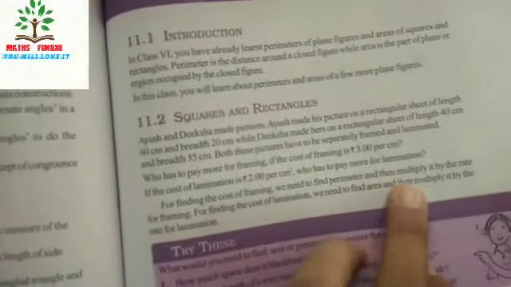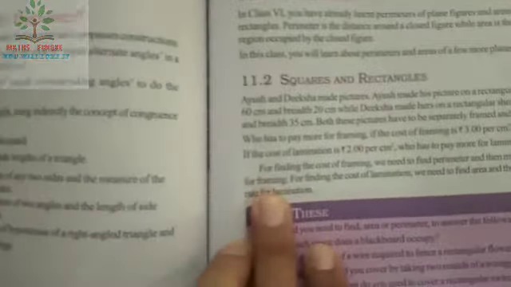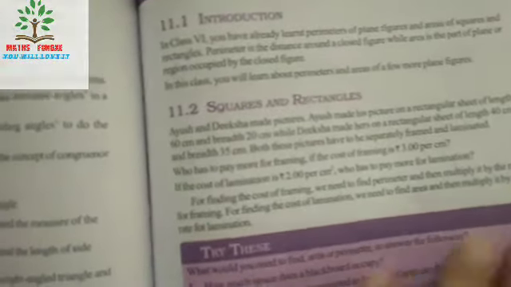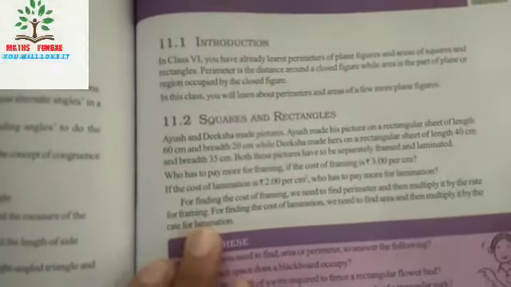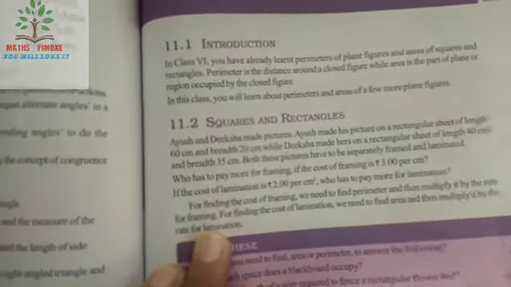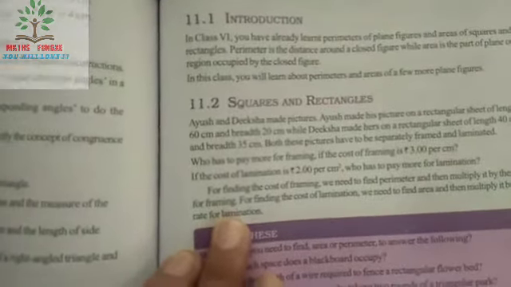For finding the cost of framing, we need to find the perimeter, then multiply it by the rate for framing. Then for finding the cost of lamination, we need to find the area and then multiply it by the rate of lamination. So this point is clear: in case of framing we have to find the perimeter, in case of lamination we have to find the area.